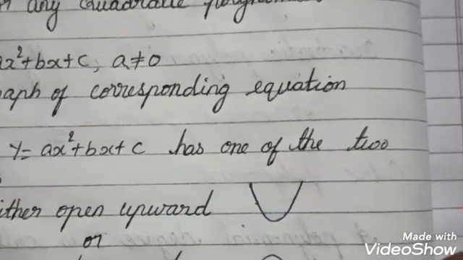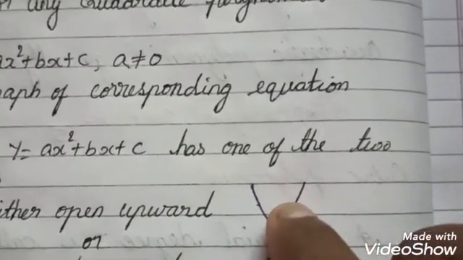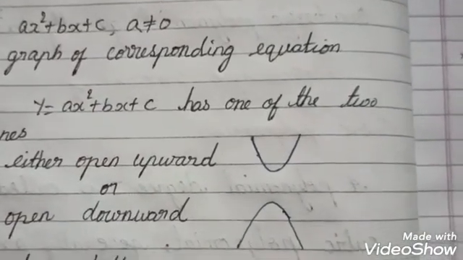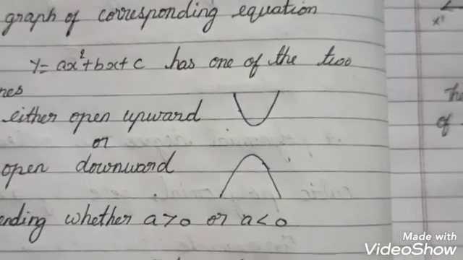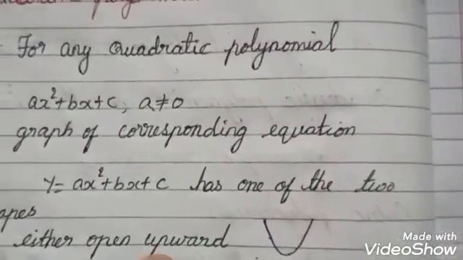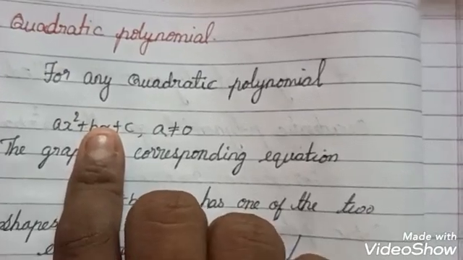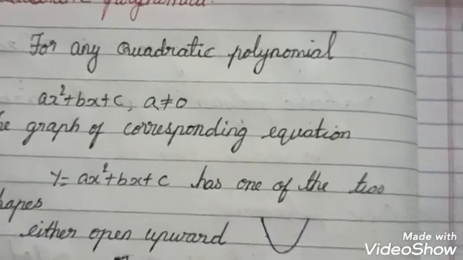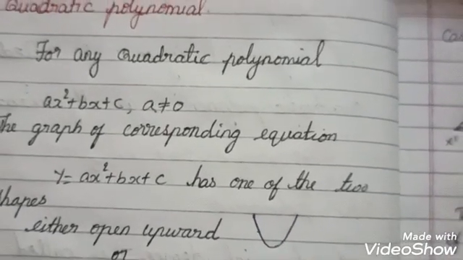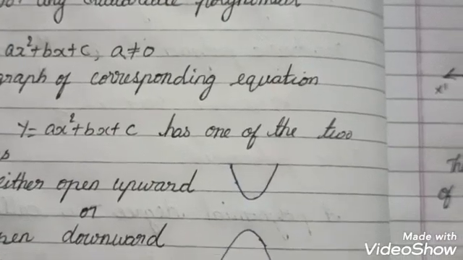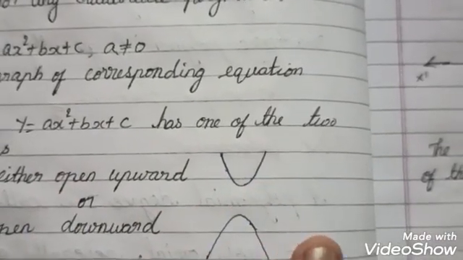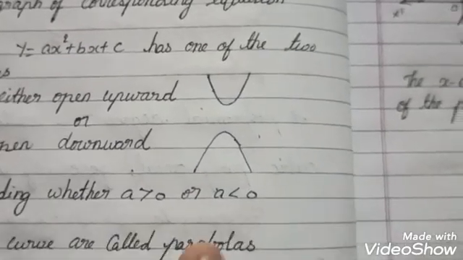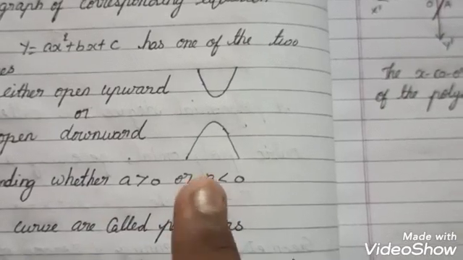So what is the name of this diagram? It depends on whether a is greater than 0 or a is less than 0. This curve we say is a parabola. Clearly, this is the general form of a quadratic polynomial. The equation y equal to ax square plus bx plus c has a graph that is an open upward curve or an open downward curve, on the basis of the value of a, whether it is greater than 0 or less than 0. That curve we say is a parabola.